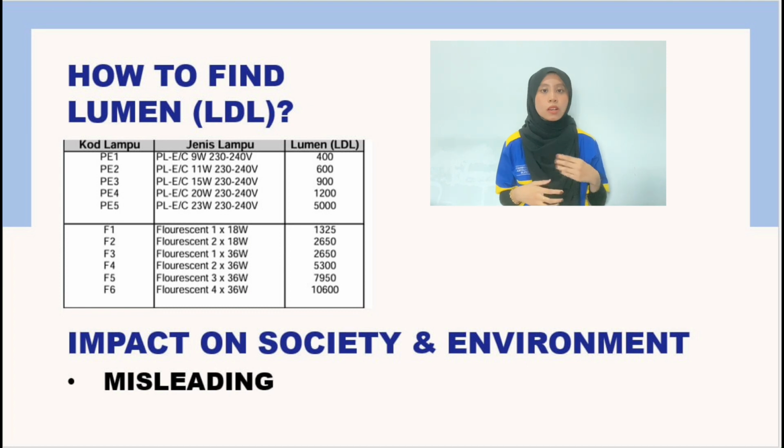Next is for the lumen or LDL. For this room, I use the lamp 1x18 watt. So the lumen is 1325. From the actual lamp, I can know how much quantity of lamp that I use in one room. The quantity of lamp must be higher than the actual lamp that we calculate. For example, in this room, I got 0.15 for the actual lamp, so the quantity of lamp used in this room is 1 lamp.